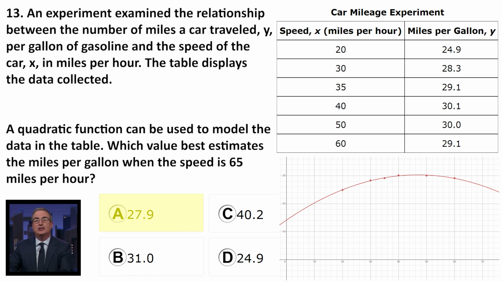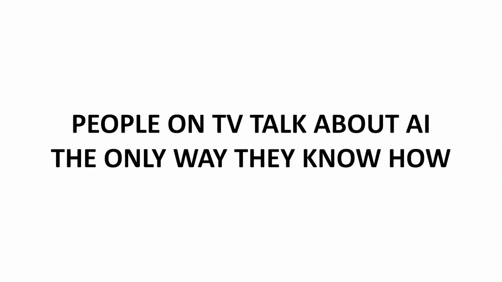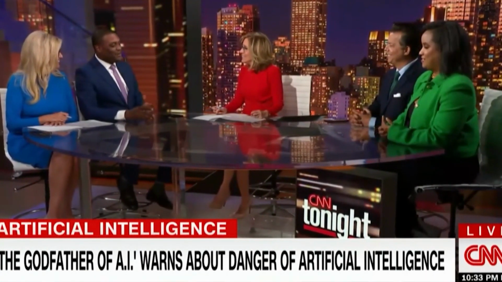And now, this. And now, people on TV talk about AI the only way they know how. Natalie, I don't know if you remember the Terminator movies where the computers and the machines started acting like humans. That's what I think of when I think of artificial intelligence. As someone whose favorite movie is T2 Judgment Day, I am concerned about these machines becoming self-aware and taking over. And I laugh, but I'm also quite serious about it.